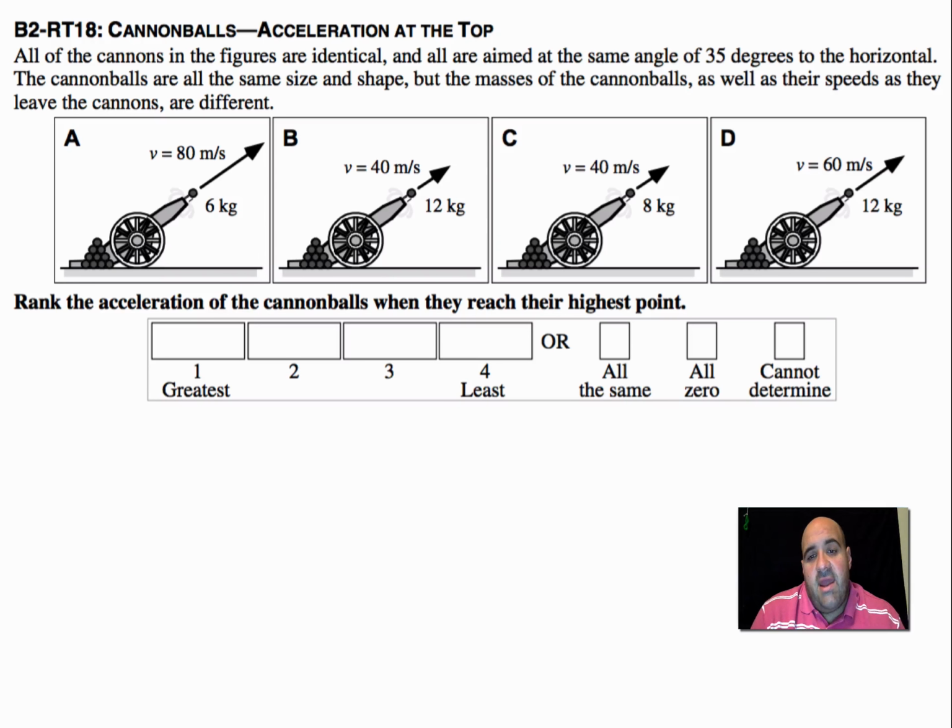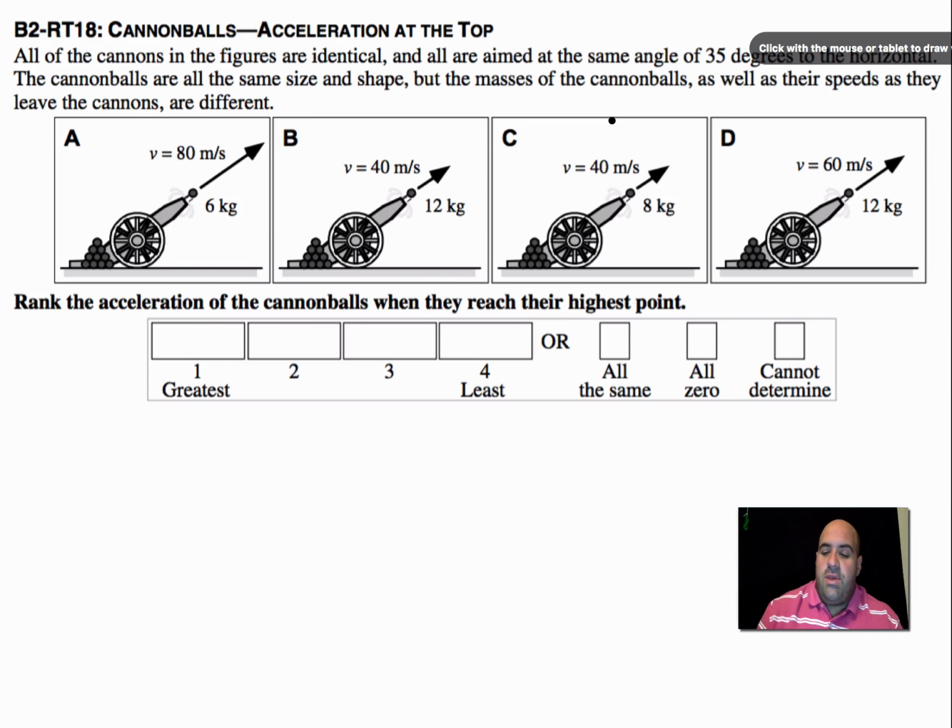Case 2, and again I encourage you to pause this and do this yourself before I give you the answer. All of the cannons in the figures are identical. So we have 4 cannons, and they're all aimed at the same angle of 35 degrees to the horizontal. The cannonballs are all the same size and shape, but the masses of the cannonballs, as well as their speeds as they leave the cannons, are different. Rank the acceleration of the cannonballs when they reach their highest point.